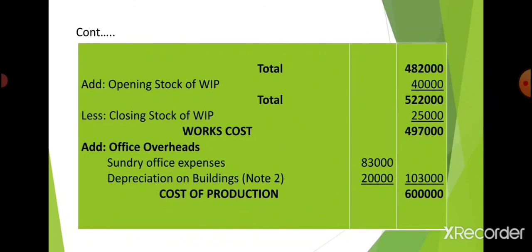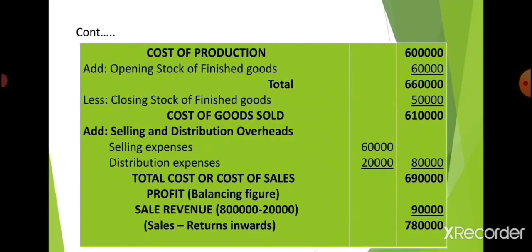Selling expenses 60,000, distribution expenses 20,000. So total selling and distribution overheads will be 80,000. So to the cost of goods sold, we have to add the selling and distribution overheads 80,000. So we will get total cost of rupees 6,90,000. So 6,90,000 is the total cost or cost of sales.